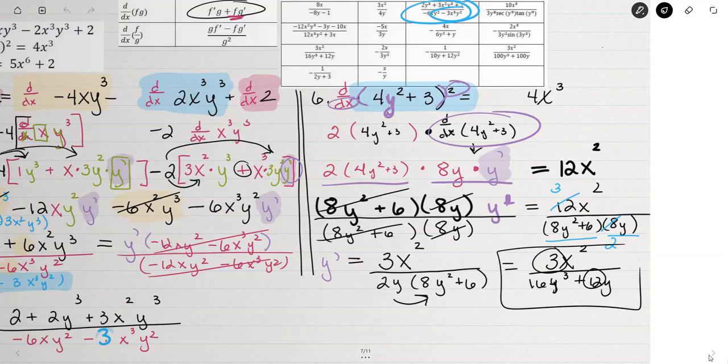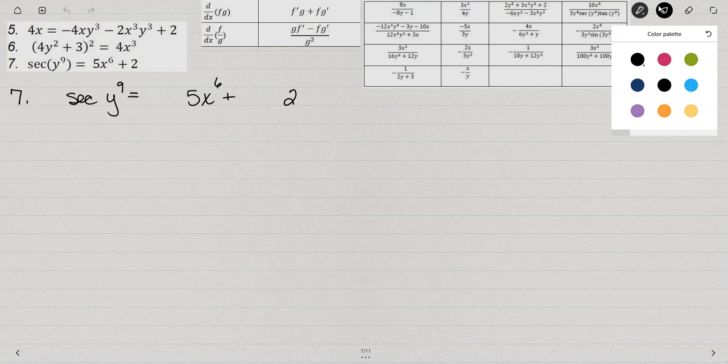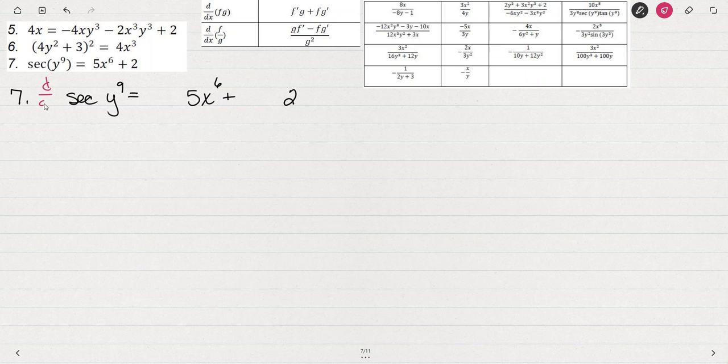Let's try this last example on the page, number 7. Secant of y to the 9th equals 5x to the 6th plus 2. If I'm doing the derivative with respect to x, then I'm going to do that derivative to each term. Now the derivative of secant, because what I'm going to think of is secant, tangent. That's just such a nice way to memorize. The derivative of secant is secant tangent.